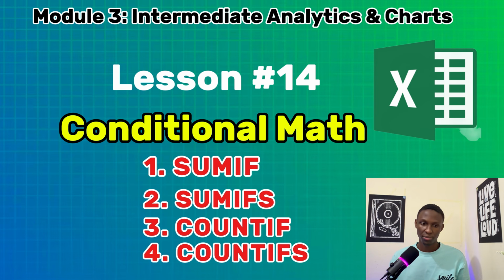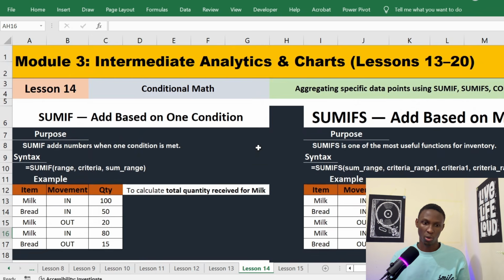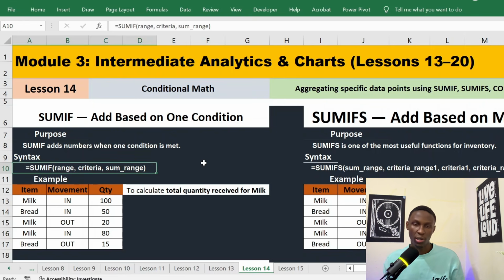And within here, we shall start off with what we call the SUMIF function within our Excel. Now, the SUMIF function adds based on one condition, as we're going to see step by step. And what is its purpose? Now, SUMIF adds numbers when one condition is met, as we shall see. And this is the formula. You start with an equal sign, then you type on your keyboard the SUMIF function, and it will ask you for the range, the criteria, and the sum range, as we shall see.